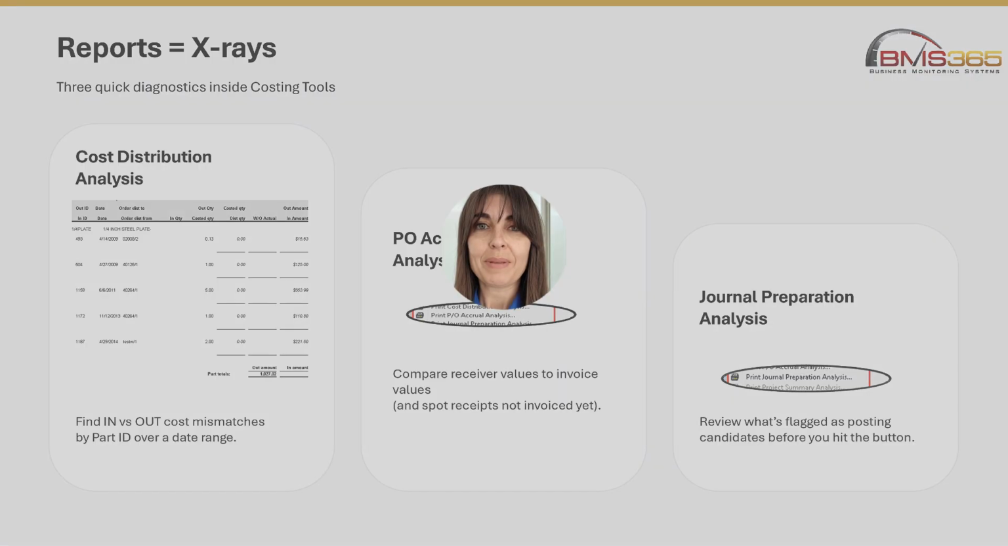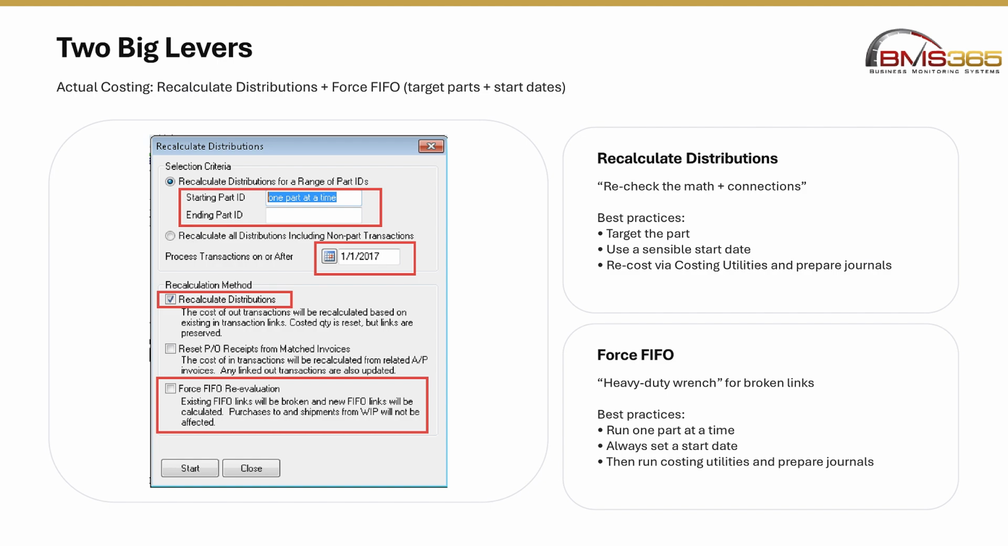Now let's talk about the two big levers, the main fix actions that solve a lot of real-world problems when used with discipline. This applies if you are using actual costing. The first is Recalculate distributions. Recalculate distributions is like telling Visual, recheck the math and the connections for this part. It reevaluates receipts and related issues for a specific part, and if it finds discrepancies, it flags transactions as posting candidates so they'll be recosted in the next costing utilities run. Best practice is to be targeted. Don't treat it like a spray and pray button. Use the right part and use a sensible start date so you're not recalculating from the dawn of time.